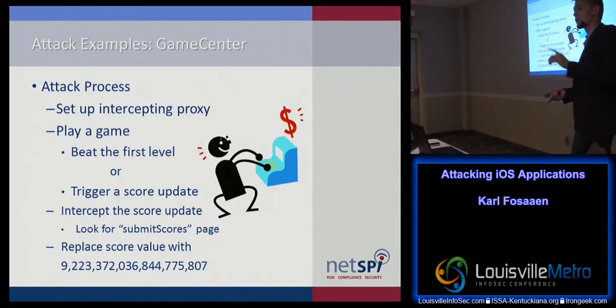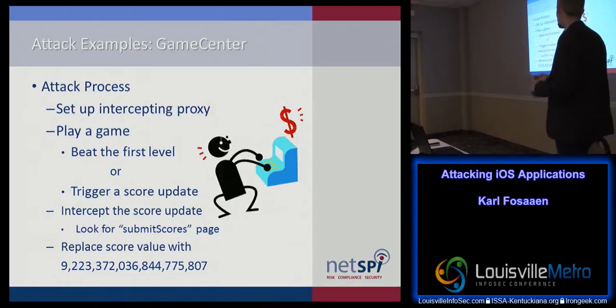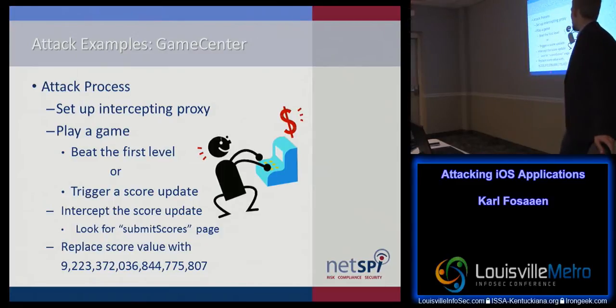Set up your intercepting proxy, start Burp up, get everything set up, and intercept any traffic that's going through. So in Burp, you can actually just say, intercept any requests that are outbound, and play the game. So you beat the first level of whatever game you're playing. You trigger some kind of score update to say, hey, this is the score I just had. Let's post this out to Apple. You intercept that and look for the submit scores page. So it's going to submit to a specific URL with a bunch of parameters. And you replace the score value with this massive number that I should probably actually figure out at some point in time. It's a very, very large score.